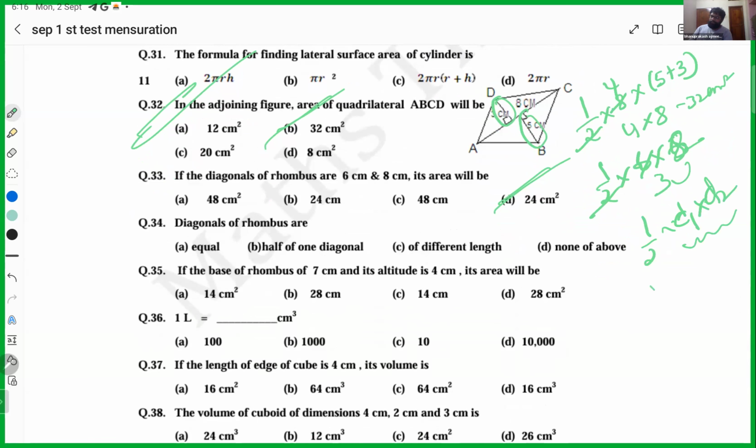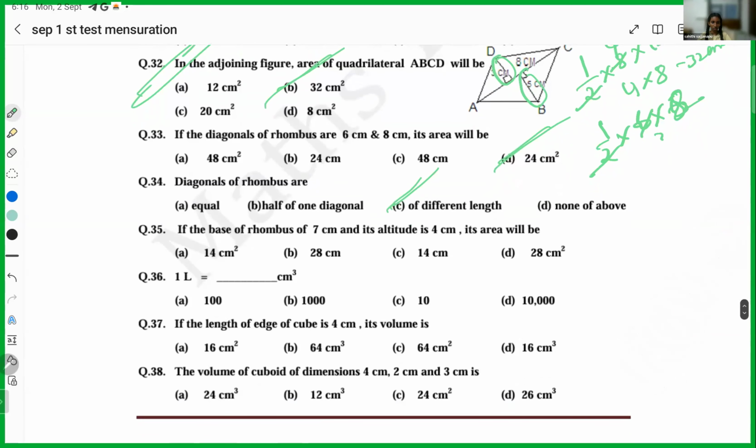If they are the same, the formula will be half d square. But that doesn't define a rhombus. That is not the characteristic of a rhombus. So half into d1 into d2 is self-explanatory from the area of a rhombus, saying that the product of two different lengths of diagonals gives you the area of the rhombus. So it says that diagonals of a rhombus are of different length. Any confusion in this?